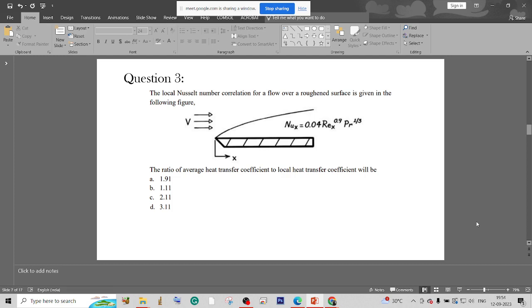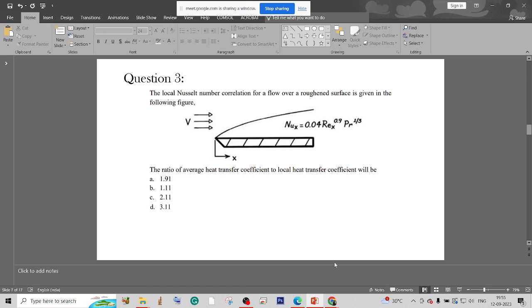Okay. So the local Nusselt number correlation for a flow over a roughened surface is given as the following. The Nusselt number equation is already given in the question, showing how it is related to the Reynolds number and Prandtl number. So what we have to find out here is the ratio of the average heat transfer coefficient to the local heat transfer coefficient.